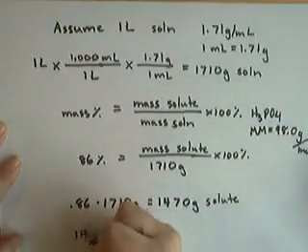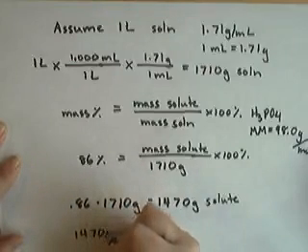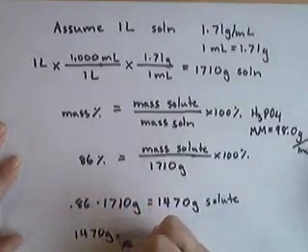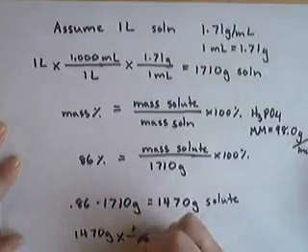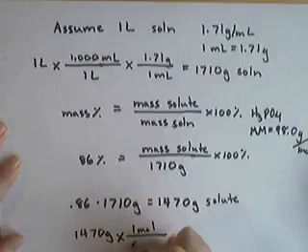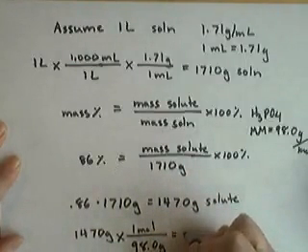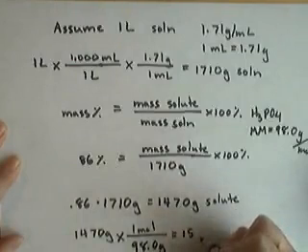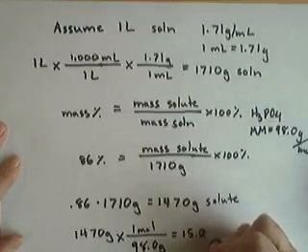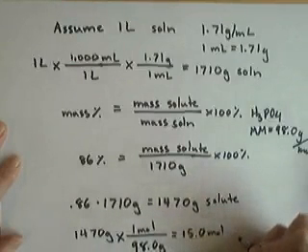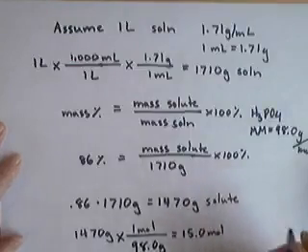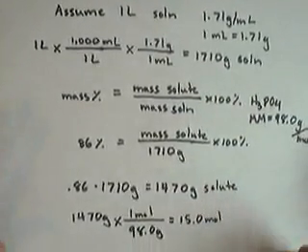So if we have 1,470 grams of solute, that's phosphoric acid, we know for every 1 mole, it would be 98 grams. So what we have is 15 moles of phosphoric acid. All right, and 15 moles of phosphoric acid is great.